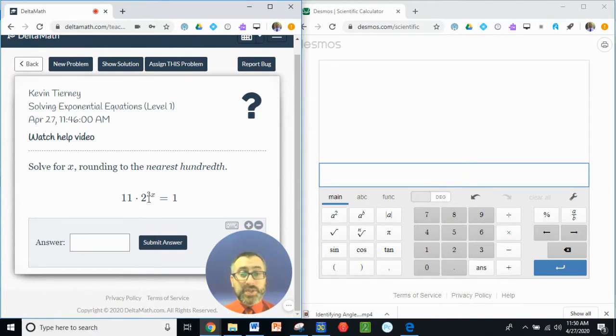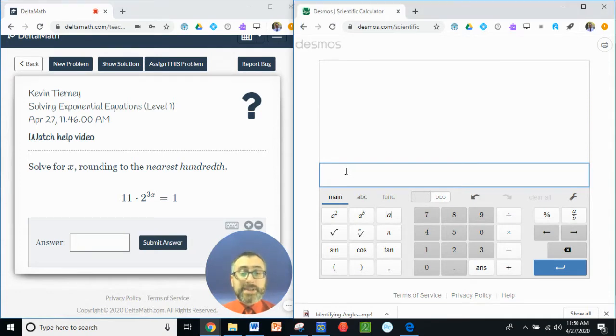11 times 2 to the 3x equals 1. I'm going to use Desmos' scientific calculator to show all of my work, but you can show your work in any way that you'd like as long as it makes sense to you. You don't need to turn in this work, but I find it very useful to keep track when you're working on problems like these. I'm going to start by copying the problem into my workspace. 11 times 2 to the 3x equals 1. I like putting complex exponents in parentheses when I'm working with certain kinds of calculators. It's just a habit.